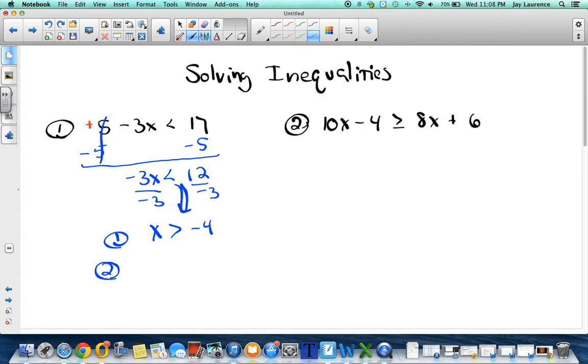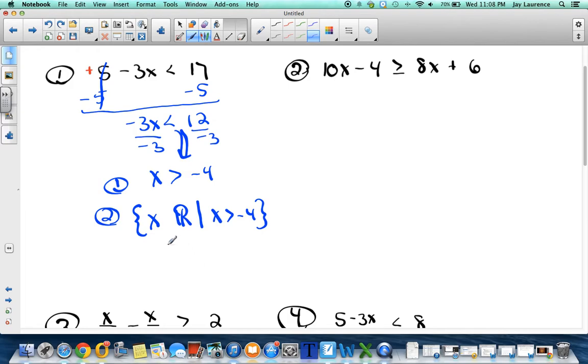My solution in a solution set, I make this little kind of curvy guy called a brace. And I say that x can be any real number. See how I'm writing that? x is any real number such that, bar means such that, x is greater than negative 4, and then I close my brace. Okay, so this is called set notation. It's describing the set of solutions.